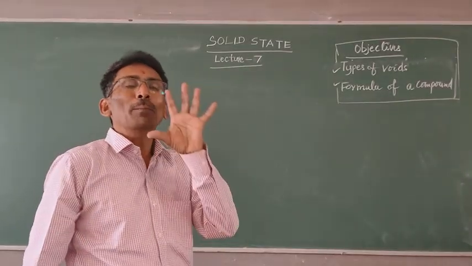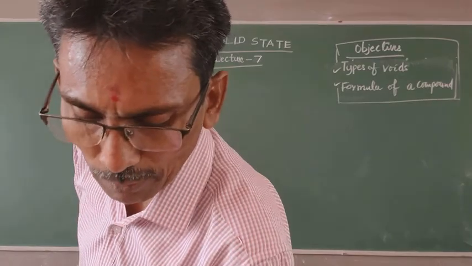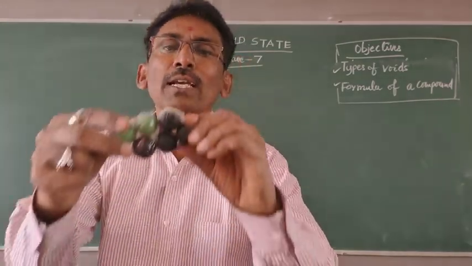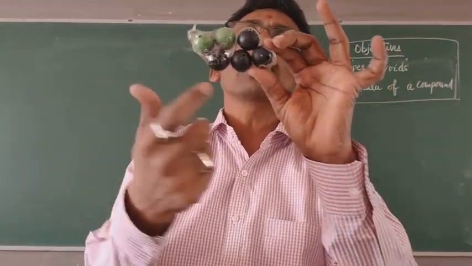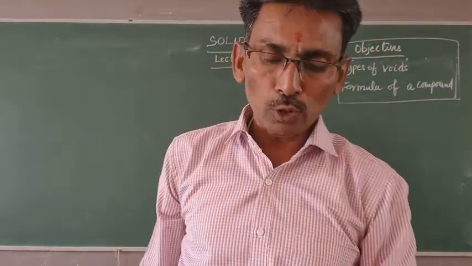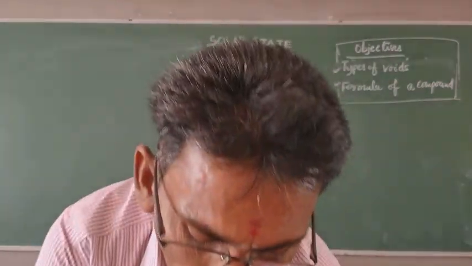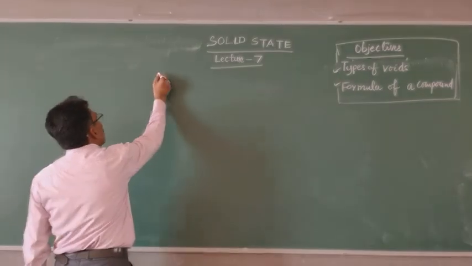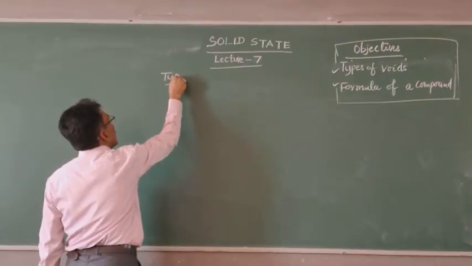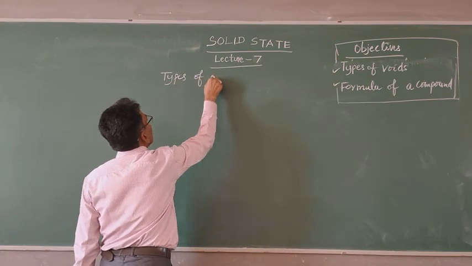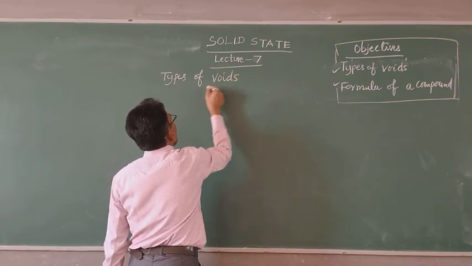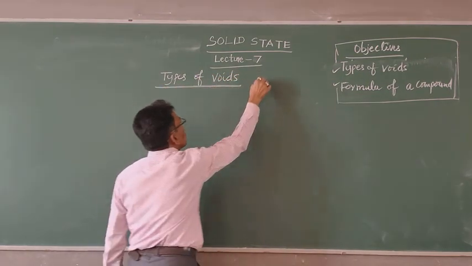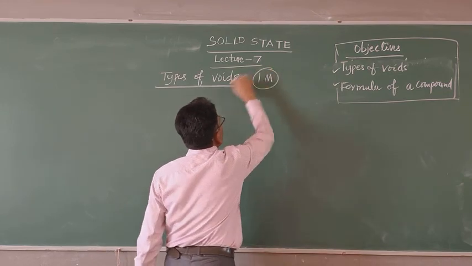Previously, some gaps resulted among the particles. This gap is known as interstitial void, interstitial space or void. So, first of all, we are going to talk about types of voids. Types of voids is a one mark board examination question.